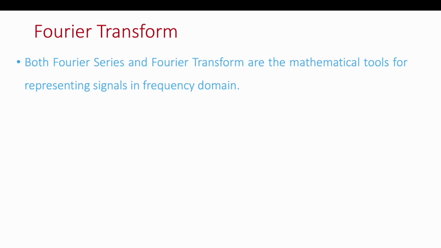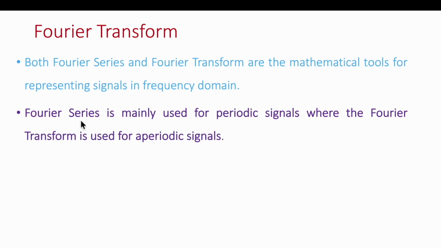You can say that if you want to transform a time domain signal into a frequency domain signal, then you can use the Fourier transform. Both the Fourier series and the Fourier transform are mathematical tools for representing a signal in the frequency domain. The Fourier series is mainly used for periodic signals, whereas the Fourier transform is used for aperiodic signals. That is the basic difference between them, because both tools are used for calculating the frequency components in the signal.